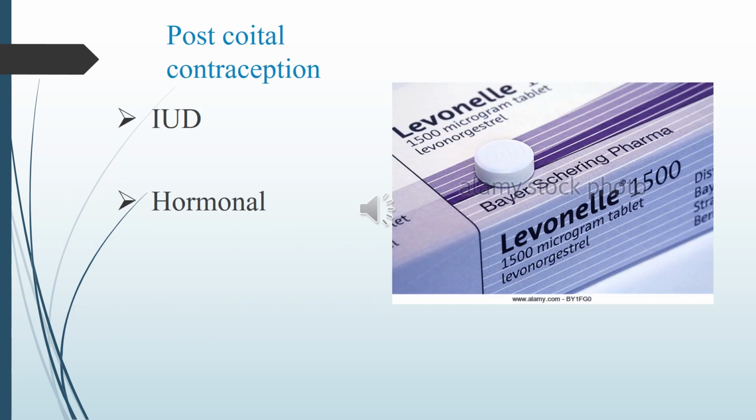Postcoital contraception is recommended within 72 hours of unprotected intercourse. It is usually done by two methods: by IUCD insertion, especially a copper device, within 5 days, or by a hormonal method. For this, a levonorgestrel 0.75 milligram tablet is approved. One tablet is given within 72 hours of unprotected sex, and the second tablet is given 12 hours after the first dose.